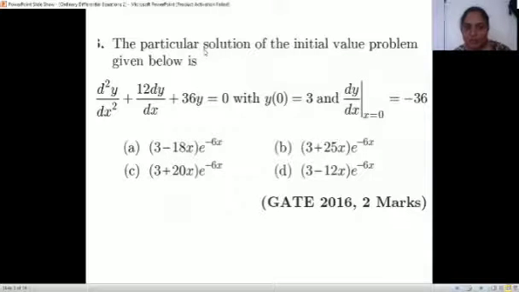For an LDE, we know we require the roots. What are the roots of this equation, D square plus 12D plus 36 equal to 0? That we call the auxiliary equation. So what are these roots? Anyone faster? How can we factorize 36 in 12? Or if you have a calculator, please go into the equation mode and find the roots.